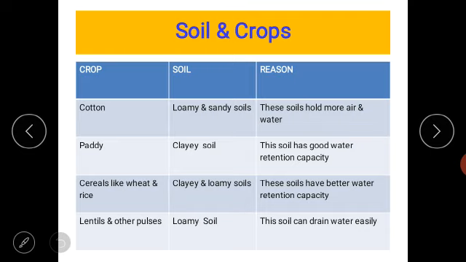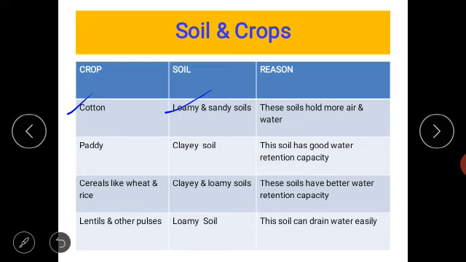In the left column you can see different crops. In the middle column you can see different soil, and the region is given in the right column. First crop is cotton. Cotton crop needs loamy and sandy soil, means it can grow in loamy soil and it can also grow in sandy soil.